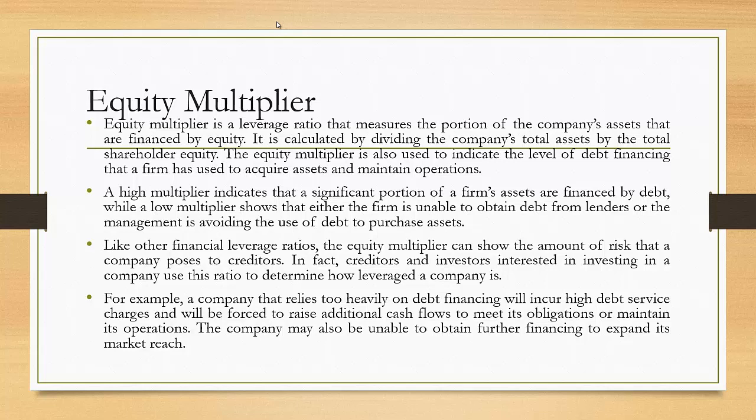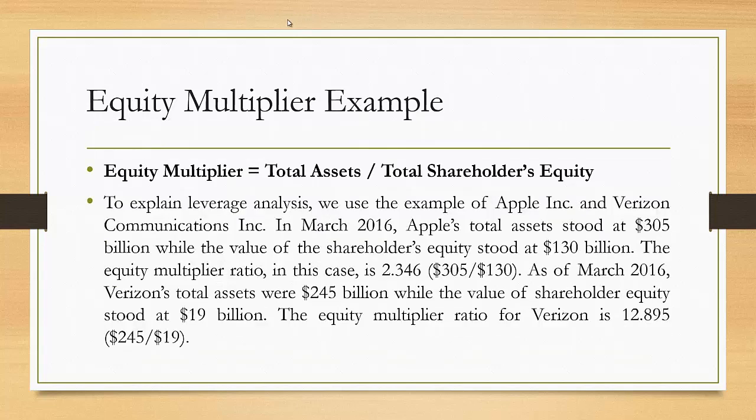If this ratio is high, it indicates that a significant portion of the firm's assets are financed by debt, while a low multiplier shows that either the firm is unable to obtain debt from lenders or the management is avoiding the use of debt to purchase assets. Let's understand this scenario with the help of an example. You can see the total assets divided by total shareholders' equity. If we divide total assets by total shareholders' equity, it will give us the equity multiplier.